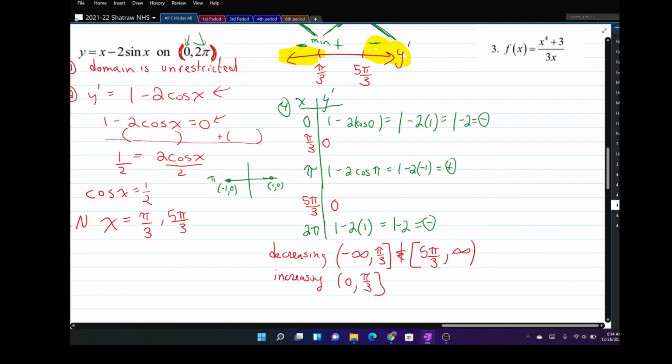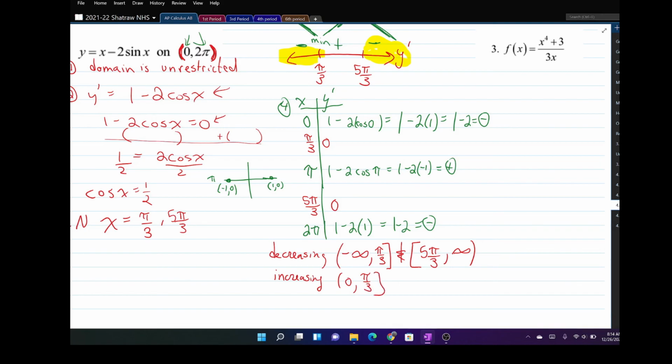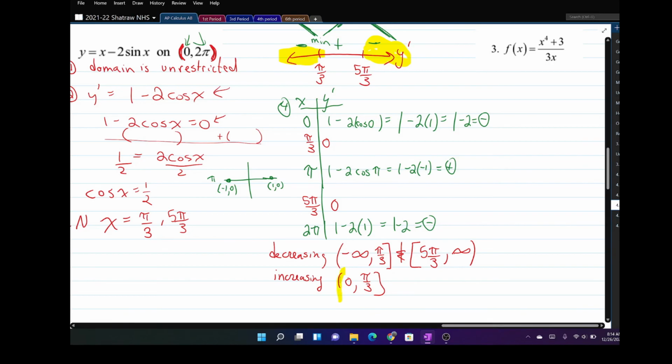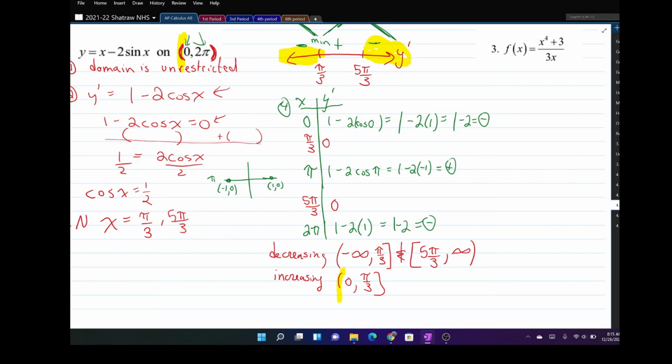Now note one thing right here, which is this guy. That's the domain restriction. Very important, that domain restriction, because you might not get the point if you put a bracket there, because the domain was specifically restricted. I'm not sure, I haven't been a grader, so I don't know.